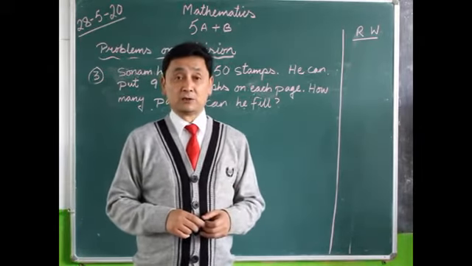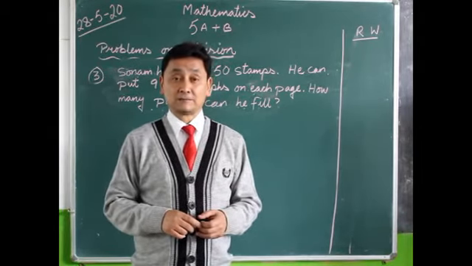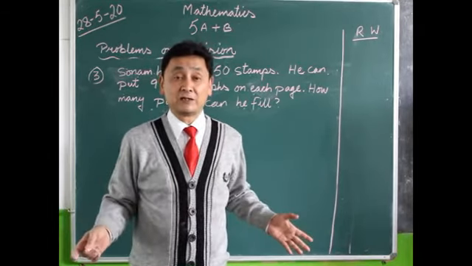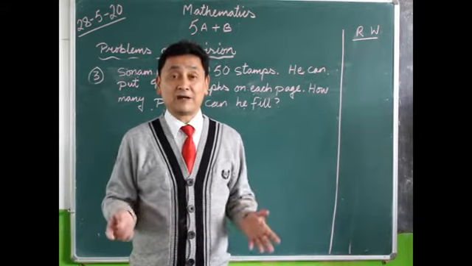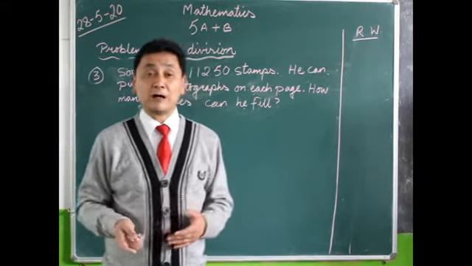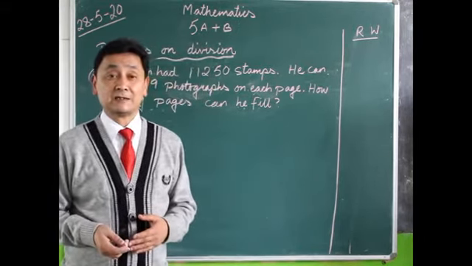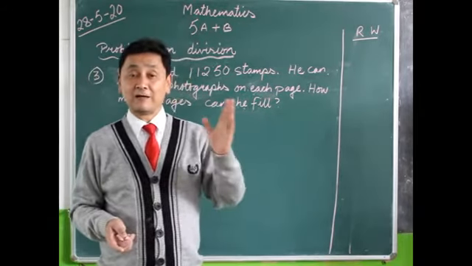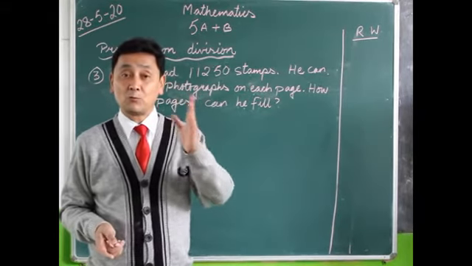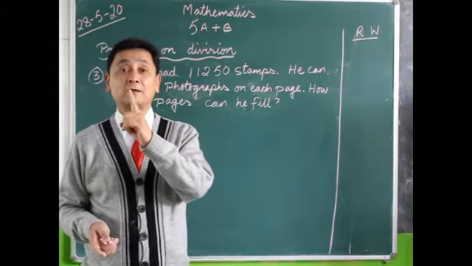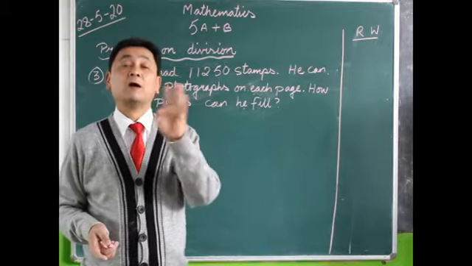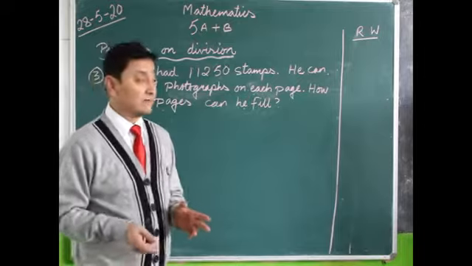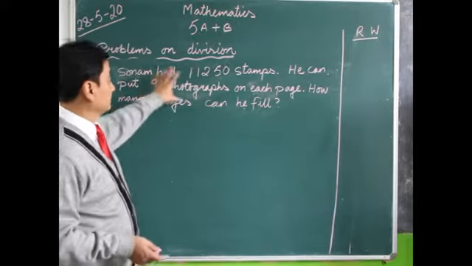You have 200 marbles and you want to distribute it among 50 of your friends in class 5A. So how many marbles would each get? So how will you write this up? 200 divided by 50. How many would one friend get? Good. 4. 50 fours are 200. So in the same way, we are going to do the problems.